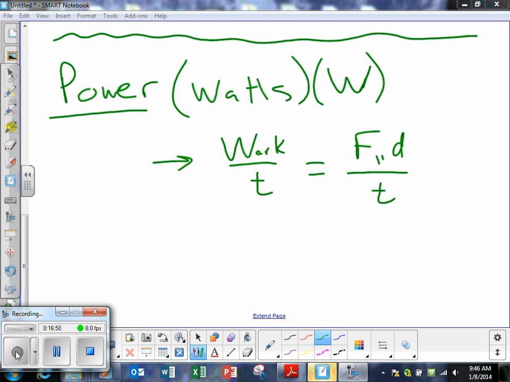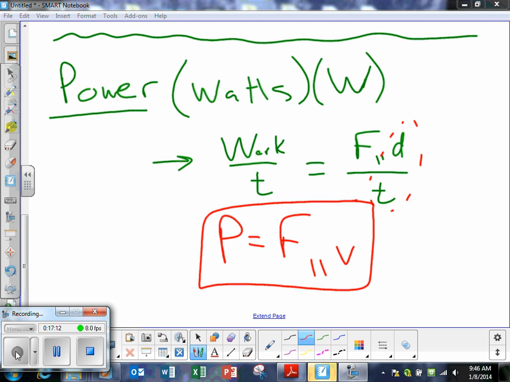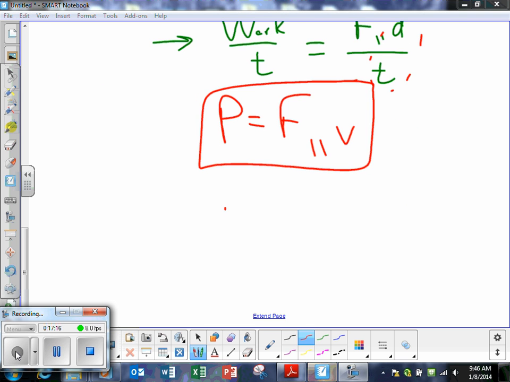But if you look at this, there's actually one more power formula. If you look at this, what is d over t? Velocity, right? If it's displacement per time. So we can kind of look at this power formula as applying a force parallel to a velocity or an average velocity. So power is either force times parallel velocity or just work per time, both measured in watts.